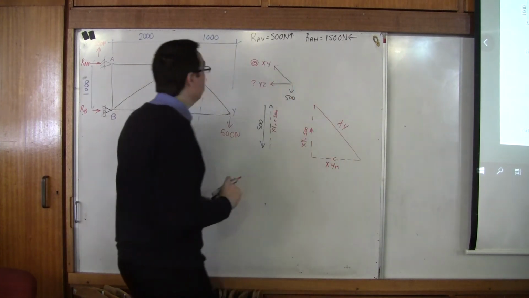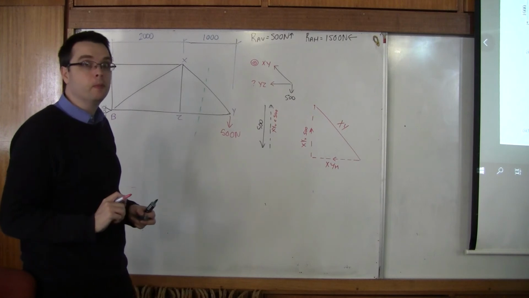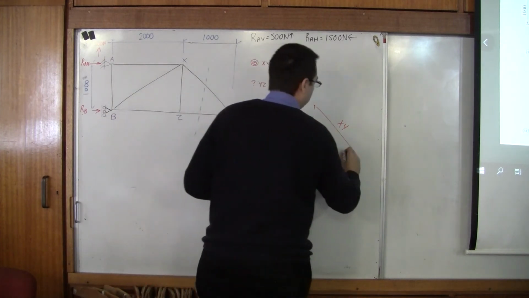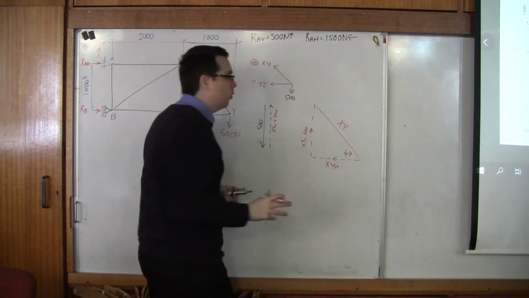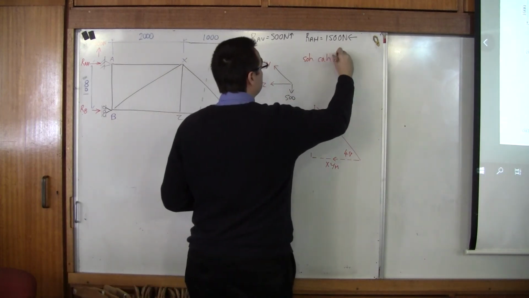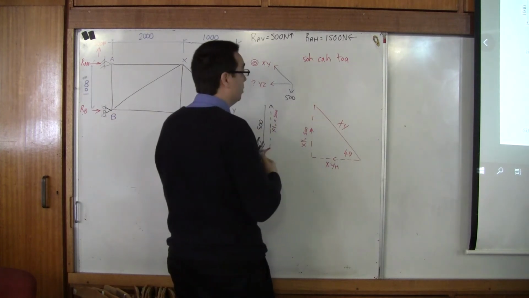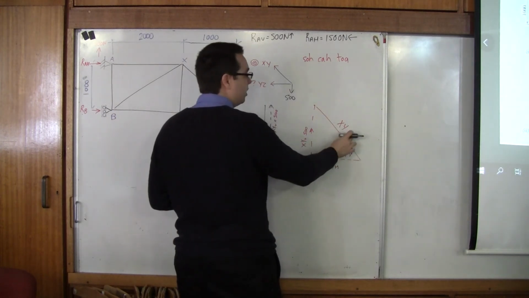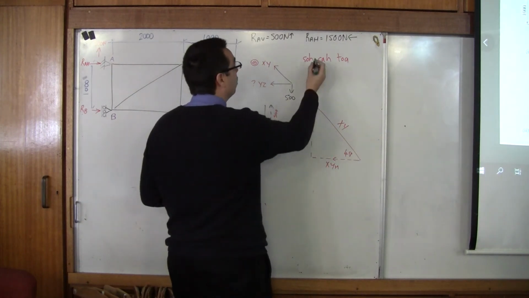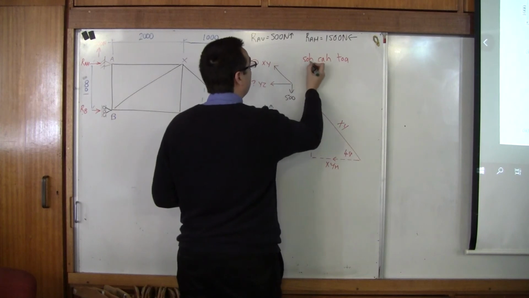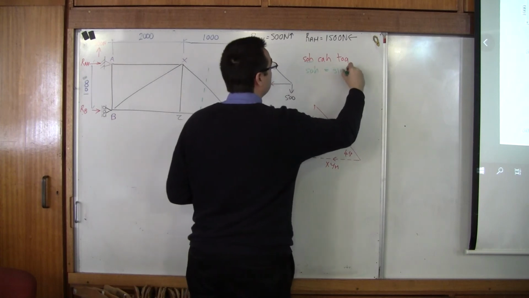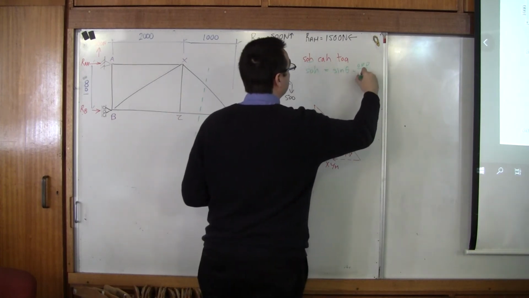What is the angle of this member? 45 degrees. We know that because it's 1 meter by 1 meter. Now, we can use trigonometry. I'm going to go through that very quickly. SOHCAHTOA. We are trying to find the hypotenuse, and the only value we know is the opposite. So we're going to use SOH, which is sine theta equals opposite over hypotenuse.